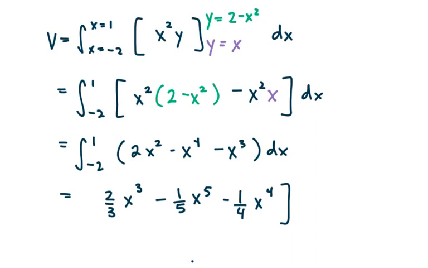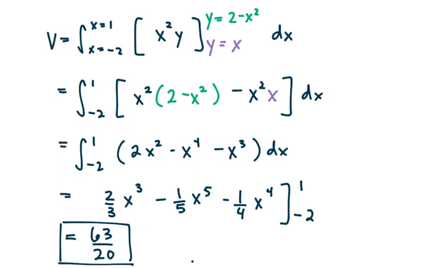And we will plug in 1 and -2. You guys should be able to plug 1 into this, and you're going to get 2/3 minus 1/5 minus 1/4. Plugging in -2, we'll get -16/3, plus 32/5, and minus 16/4, or -4. And all of that busy work gives us 63/20. You guys can do the busy work and double check that for me. It should be right.